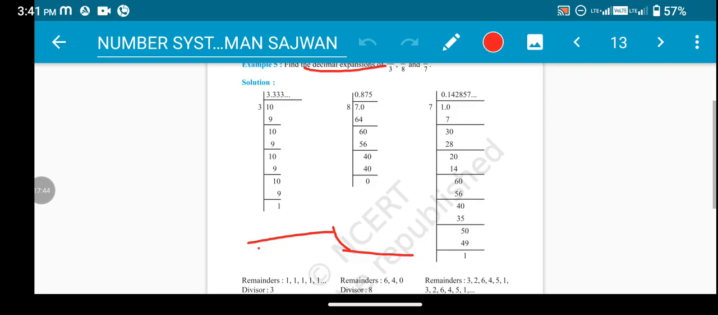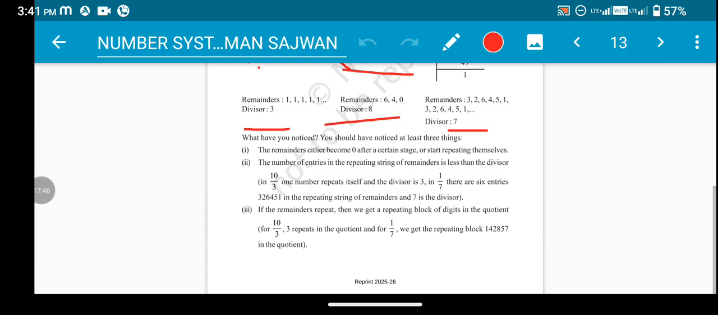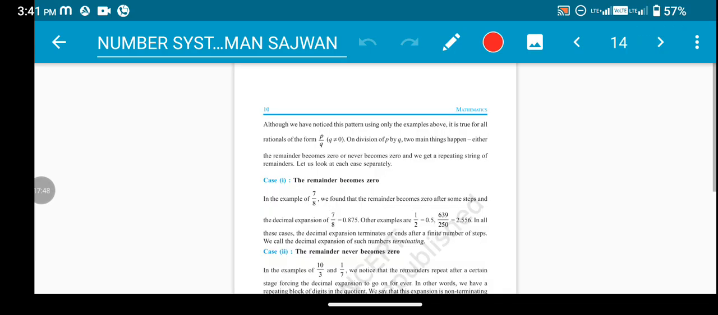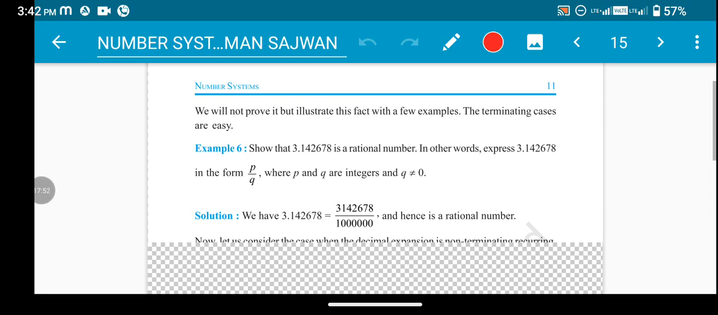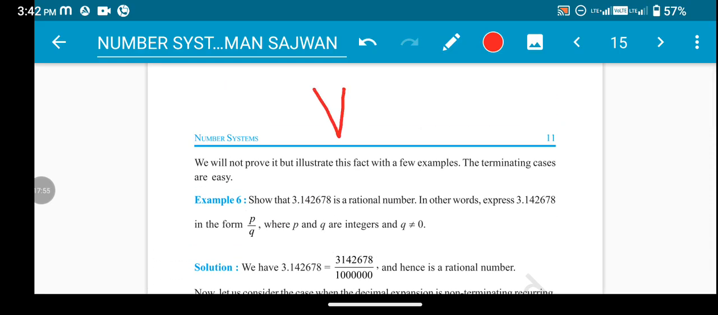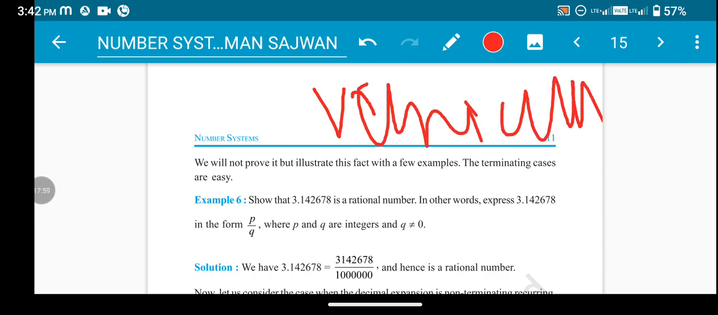Decimal expansion you know already, how to divide and all. Okay, now comes the bar. We say vinculum, or bar, or in mathematics, vulgar form.